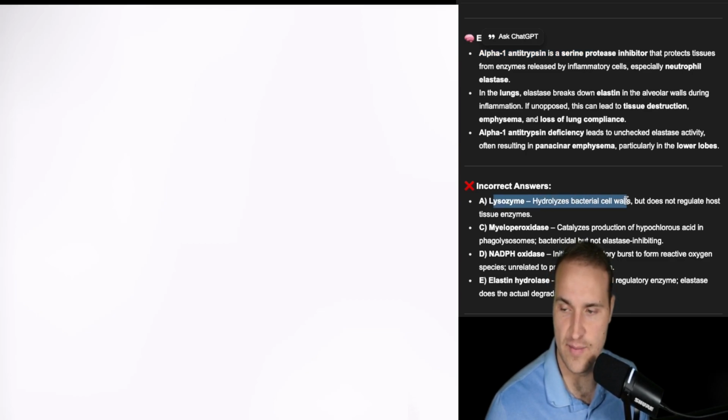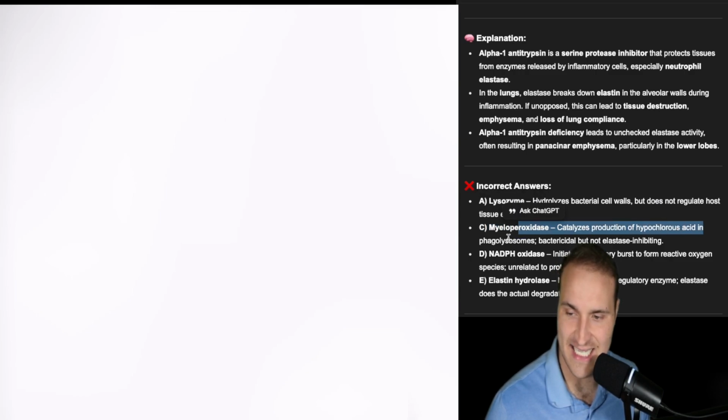Lysozyme hydrolyzes the bacterial cell wall. Myeloperoxidase catalyzes production of hypochlorous acid, which is bactericidal, but not elastase inhibiting. NADPH oxidase starts the burst. And elastin hydrolase, no, hardly anywhere.